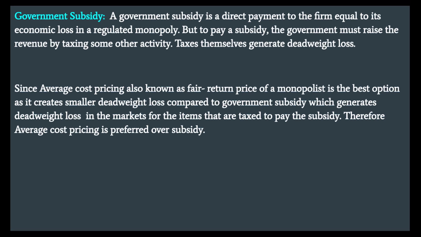Government subsidy. A government subsidy is a direct payment to the firm equal to its economic loss in a regulated monopoly. But to pay a subsidy, the government must raise the revenue by taxing some other activity. Taxes themselves generate deadweight loss. So since average cost pricing is known as the fair return price of a monopolist, it is the best option as it creates a smaller deadweight loss compared to a government subsidy, which generates deadweight loss in the market for the items that are taxed to pay the subsidy. Therefore, average cost pricing is preferred over subsidy.